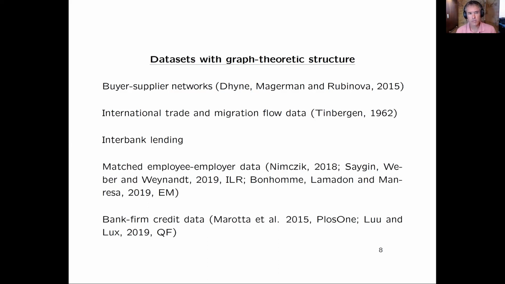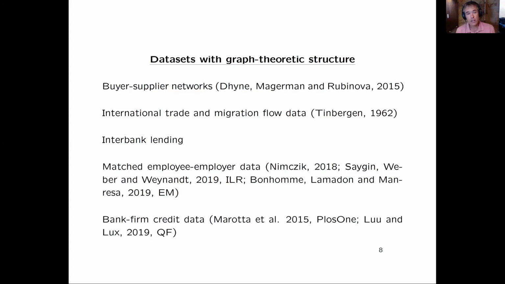Virtually all of empirical international trade and migration analysis can be viewed as network data sets, so flows of trade between two countries. And analysis of such data goes back at least to Tinbergen. There's been some interest, this is outside my own realm of expertise, in interbank lending and what this has to say about financial risk in the financial sector. And certainly if you look at a finance journal, you'll find many papers in that space analyzing such data.